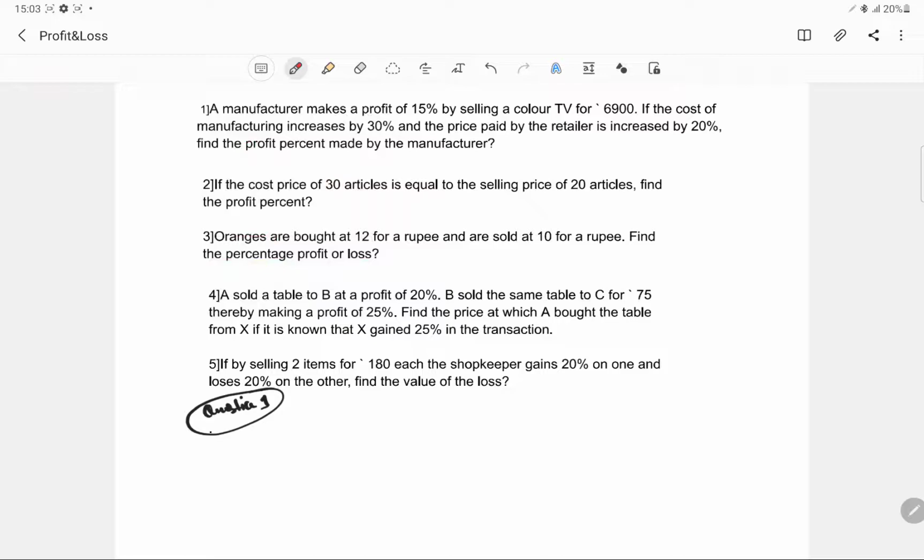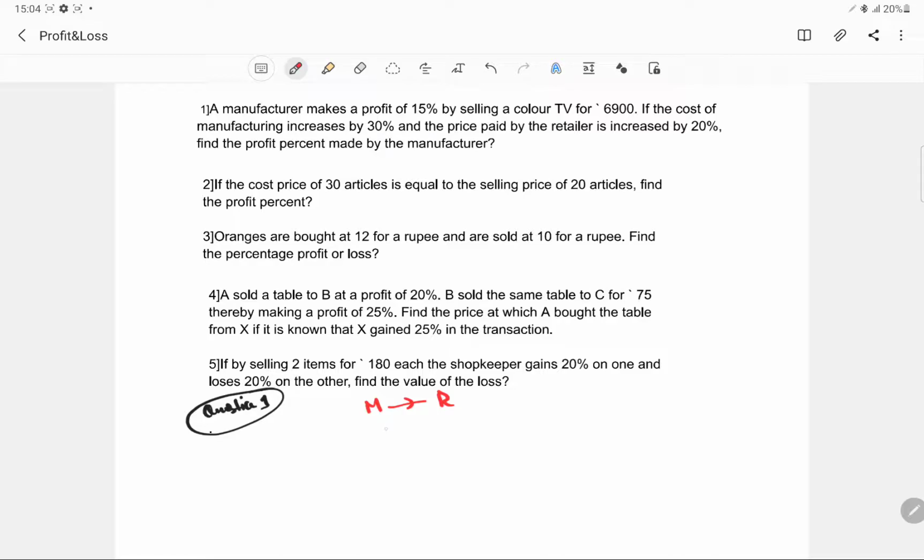A manufacturer makes a profit of 15% by selling a color TV. If the cost of manufacturing increases by 30% and the price paid by the retailer is increased by 20%, find the profit percent made by the manufacturer. So it's actually a deal between a manufacturer and a retailer.